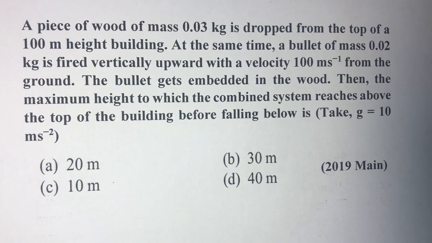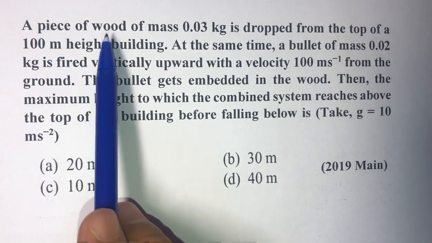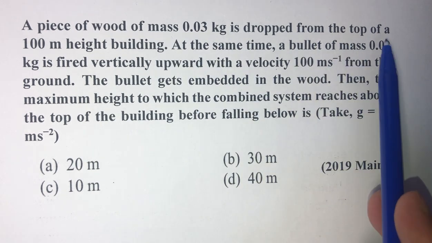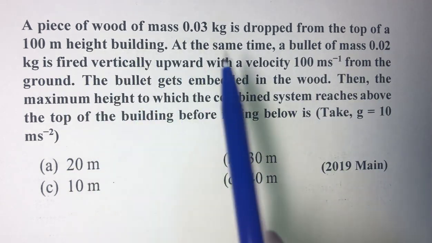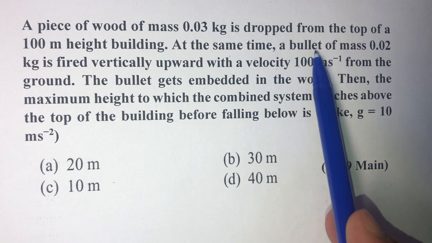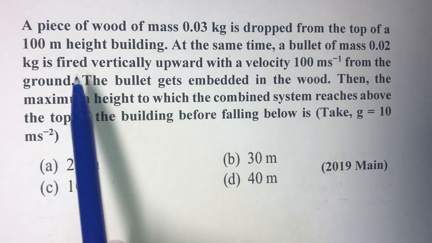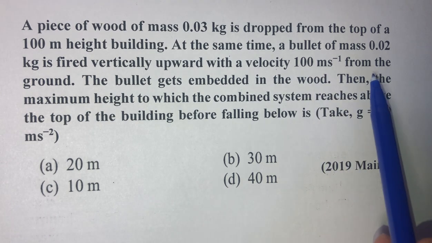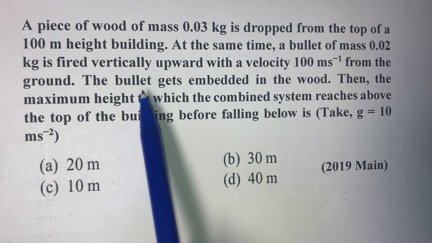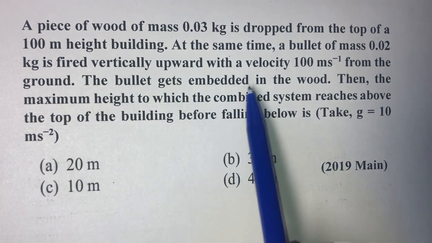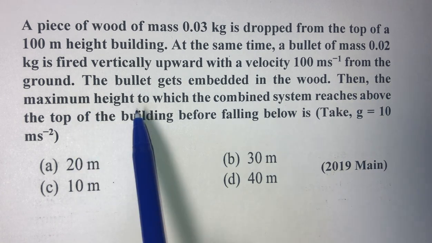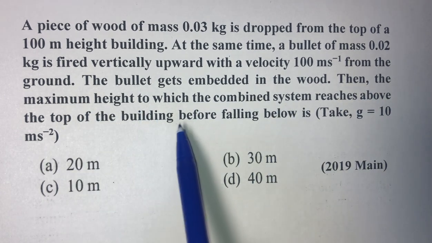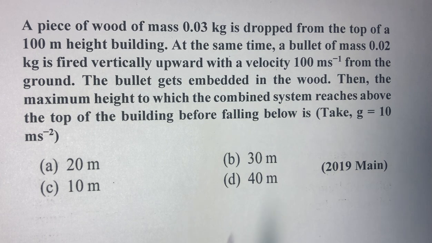Hello friends, today's question. A piece of wood of mass 0.03 kg is dropped from the top of a 100-meter height building. At the same time, a bullet of mass 0.02 kg is fired vertically upward with a velocity of 100 meters per second from the ground. The bullet gets embedded in the wood.